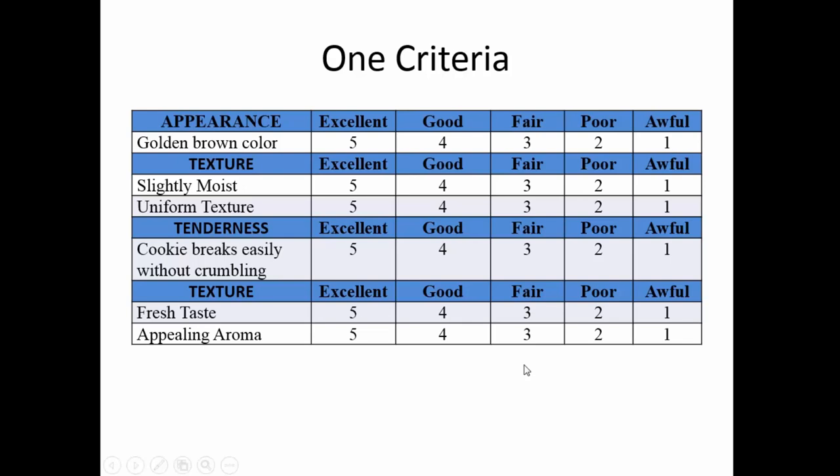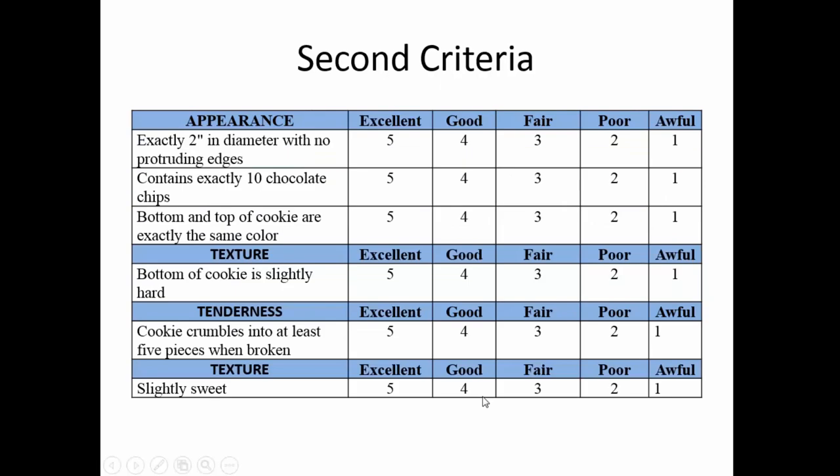But what they don't know is that half the room got this criteria, but the other half got this criteria, which is exactly 2 inches in diameter with no protruding edges, contained exactly 10 chocolate chips. You see how this is an example of how it's very specific. And so I give them this, and then I ask, how many gave me an A?